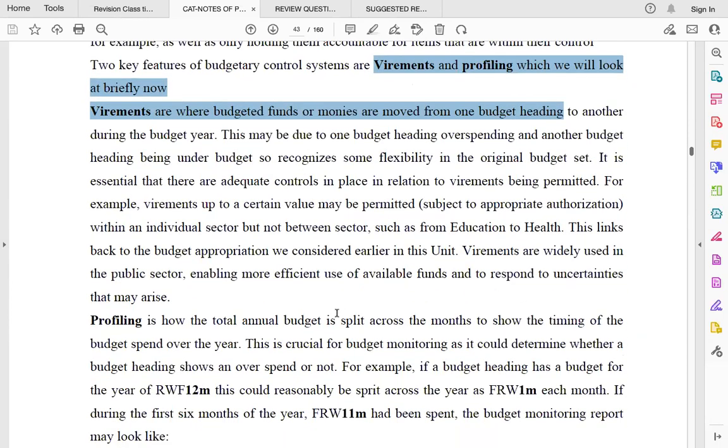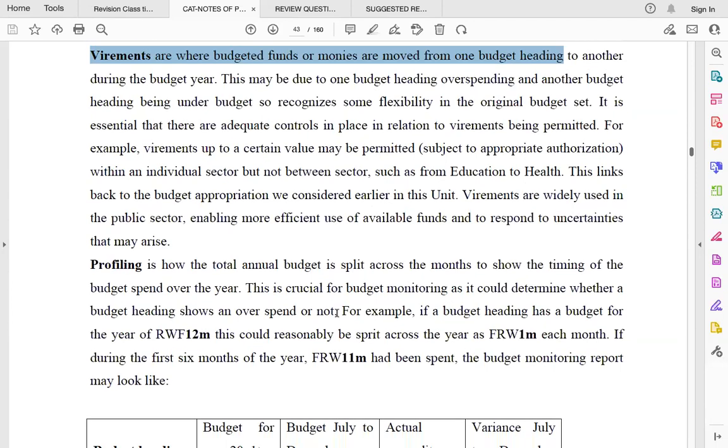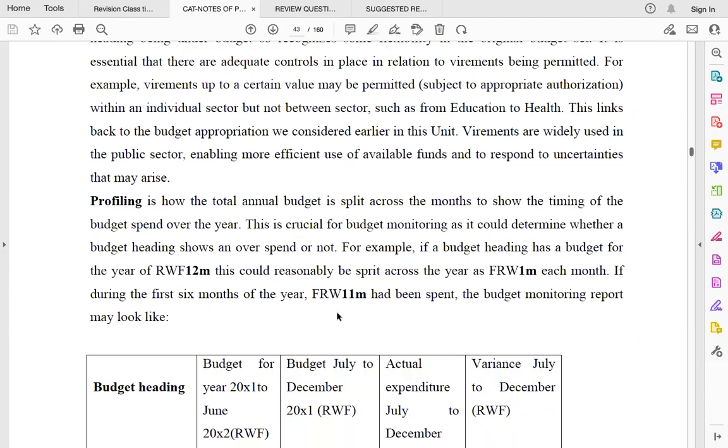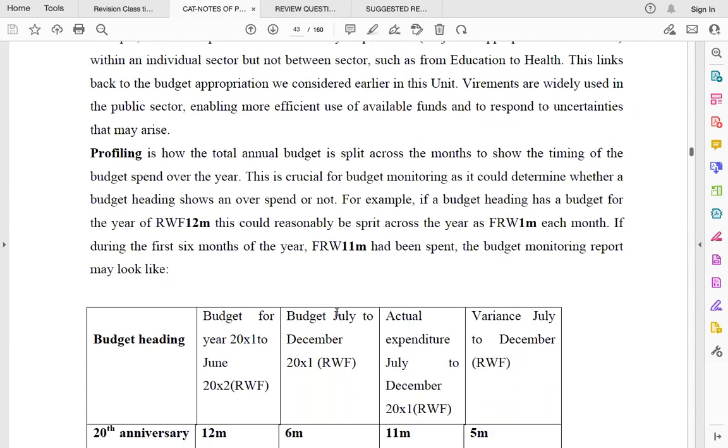Okay. Now, again, in budget monitoring, there's what you call profiling. Profiling is the process of following up how the budget is being implemented. For example, if you have prepared the total annual budget, you can split it across the months so that you can show the timing of the budget spent over the year. It is very crucial in budget monitoring because it will help to determine whether a budget heading has an overspending or not. That is what you call budget profiling.